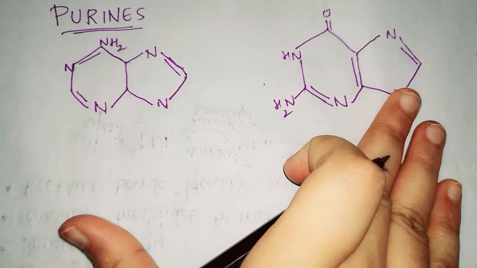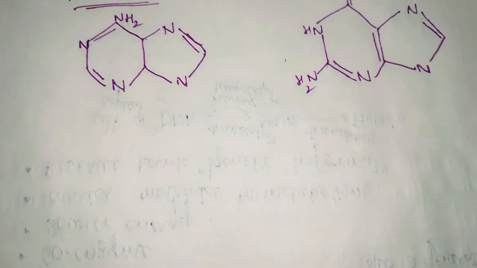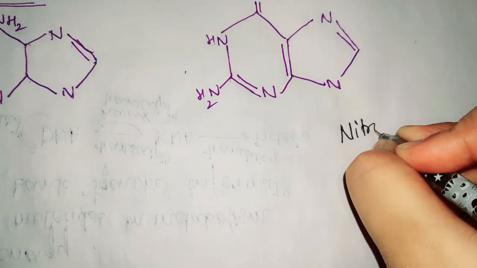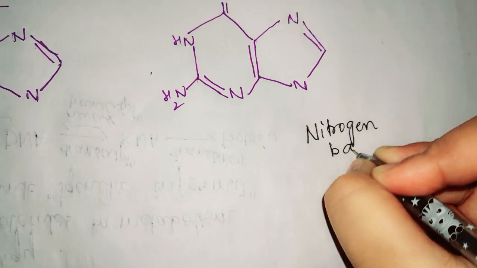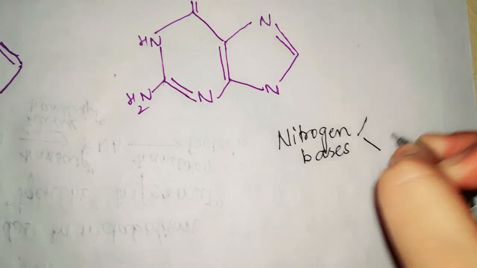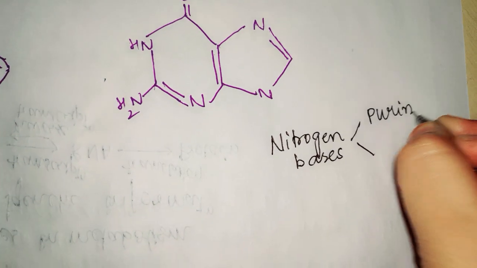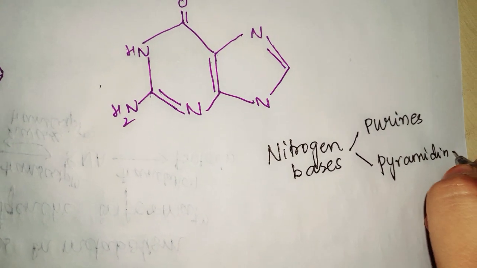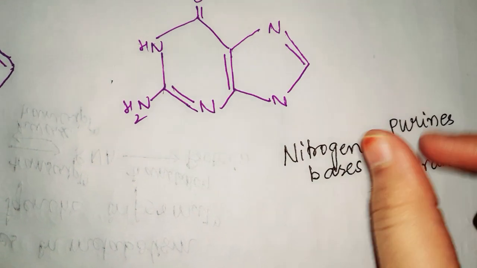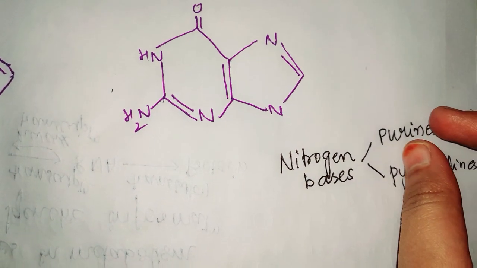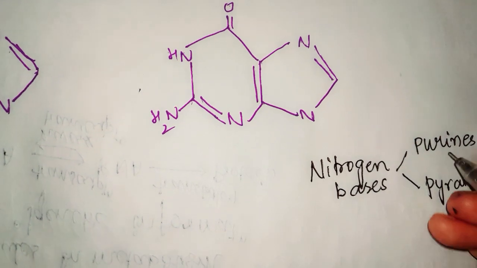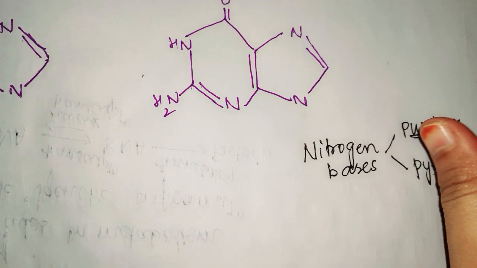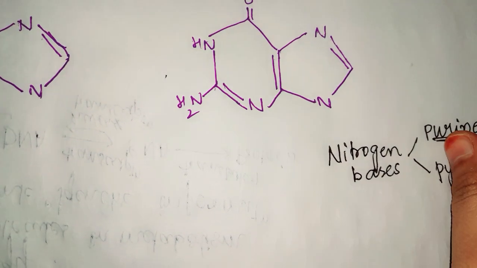Before explaining the structure, I just want to say that there are bases that we call nitrogen bases, right? Nitrogen bases are of two types. We call them purines and pyrimidines, which are involved in DNA. They play a vital role in DNA. So we are going to see the purine structure, and then the pyrimidine structure, and how they play the important role in DNA. We are going to see that as well.